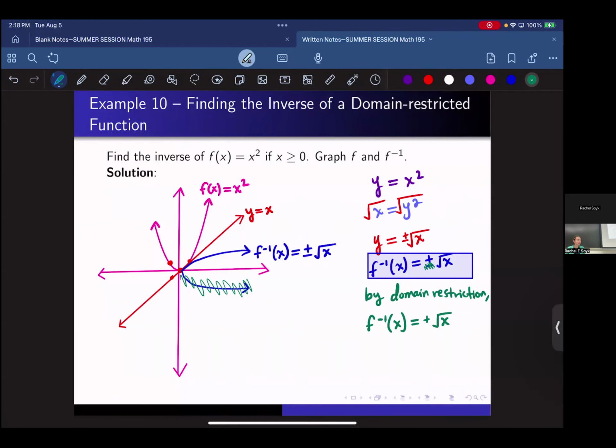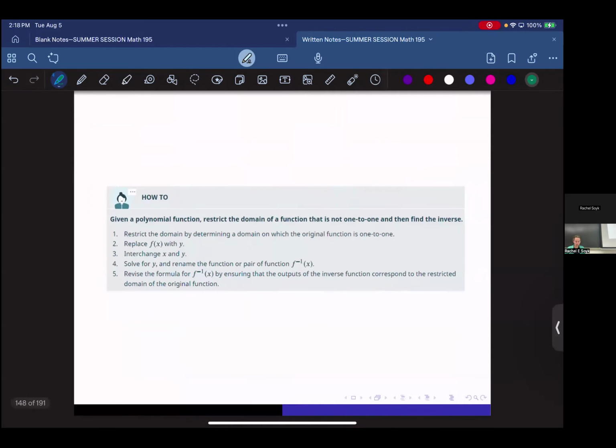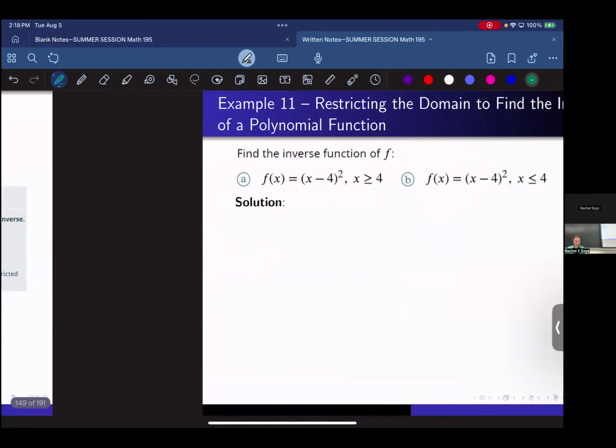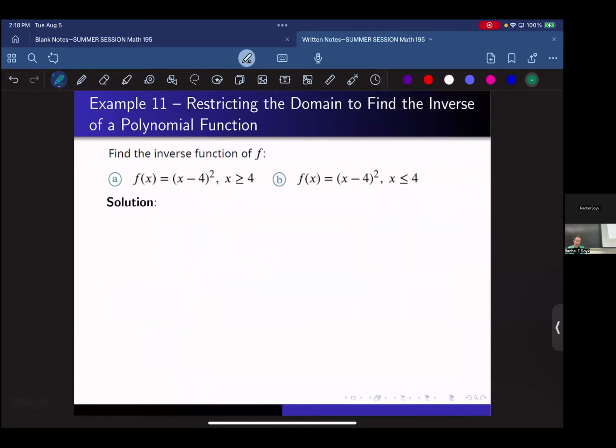Go back. Okay. So we have some more examples. Find the inverse function of f. We have a part A and a part B.